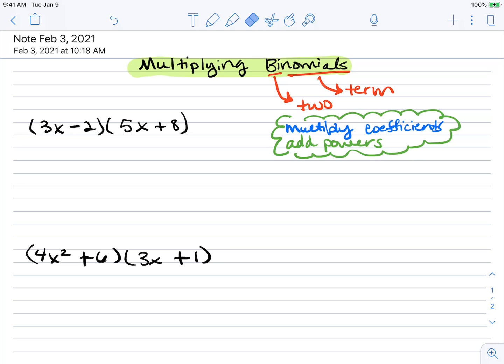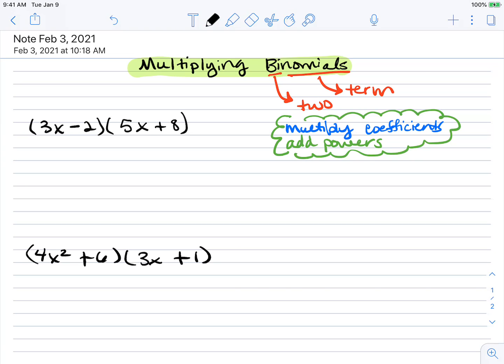When I'm multiplying, what I'm doing is distribution. So when I'm doing distribution, what I have to remember is that I multiply the coefficients and I add the powers. That's how I do distribution. So I'm going to multiply this binomial by that binomial using distribution twice.